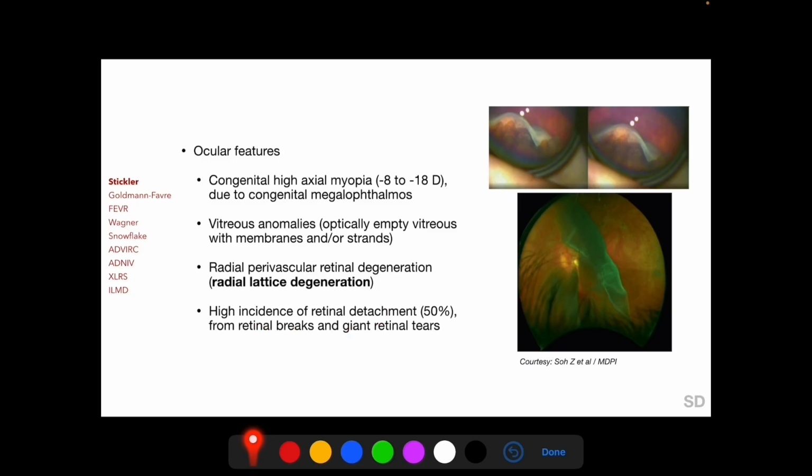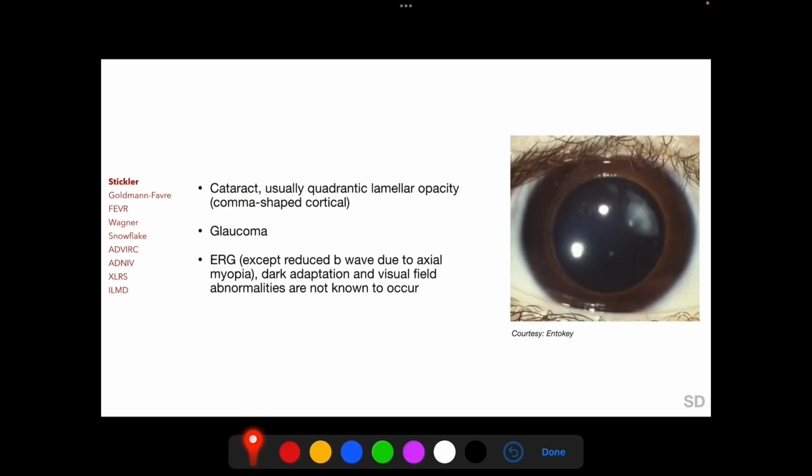These 3 photographs show patients with Stickler syndrome developing retinal detachment from giant retinal tears, with these being the portion of attached retina and these being the bare choroid. The cataract of Stickler syndrome is usually a quadrantic lamellar opacity as seen here in this clinical photograph, and glaucoma can occur from anterior segment dysgenesis. ERG, dark adaptation, and visual field abnormalities are not known to occur in Stickler syndrome, and visual function in Stickler syndrome patients remains relatively normal till cataract or retinal detachment develops.